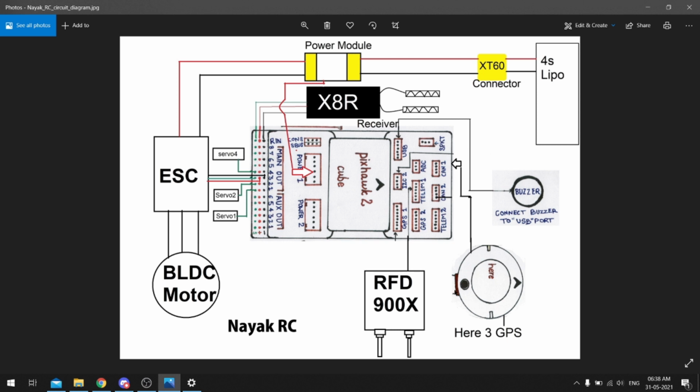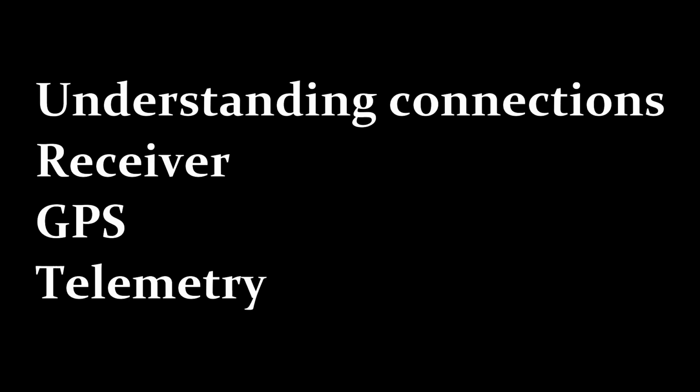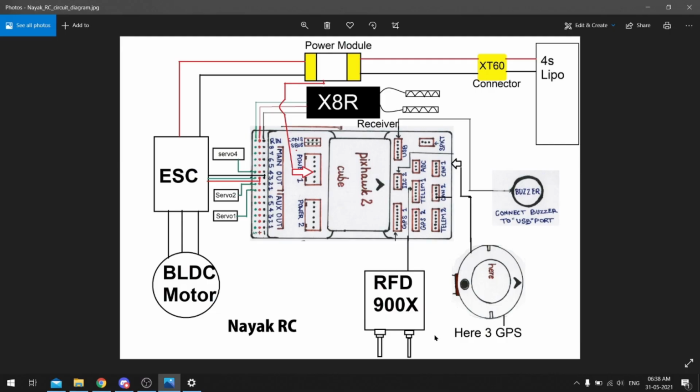And we have Here 3 GPS as well. Here 3 is nothing but a GPS, and it has an inbuilt compass. We also have an accelerometer and gyroscope in this Here 3 GPS. So now let's understand how these things connect to each other.